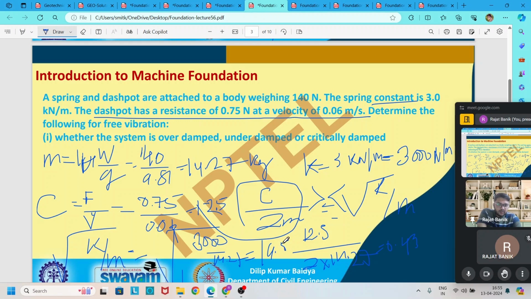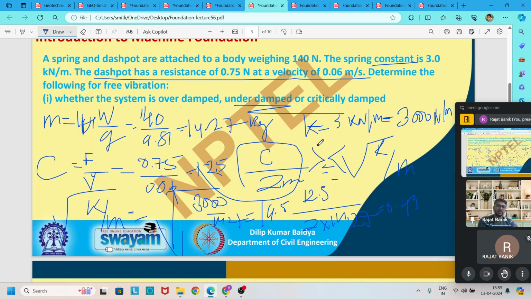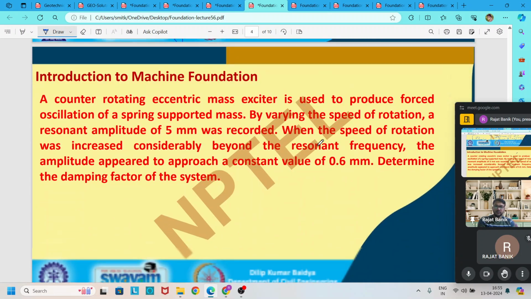So we see that the ratio root K by m is greater than the ratio C by twice m, or we can say that C by twice m is less than root over K by m. So we call this system an underdamped system. Our answer is that this system is underdamped. So it is very simple. I think it is understood by everyone. So we move on to the next question.